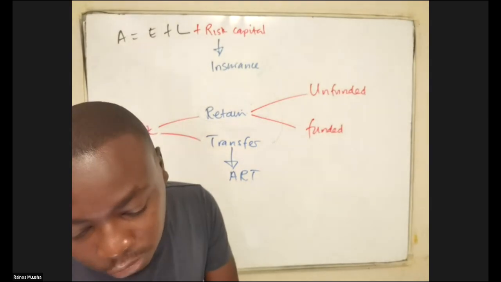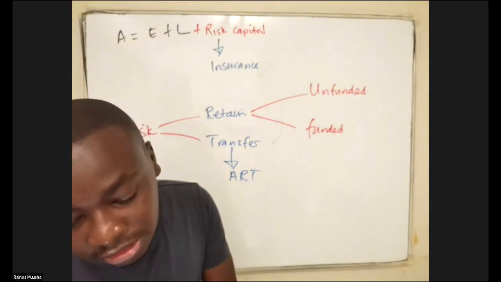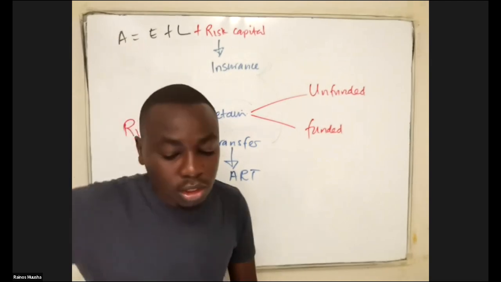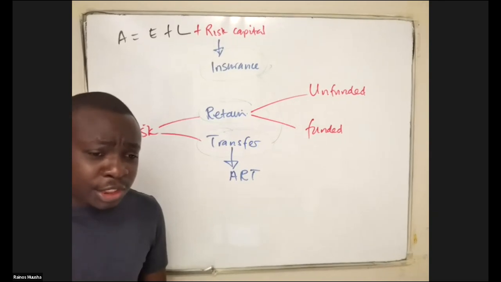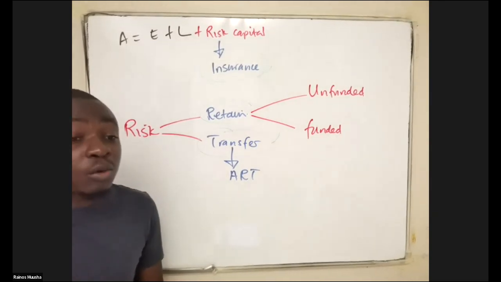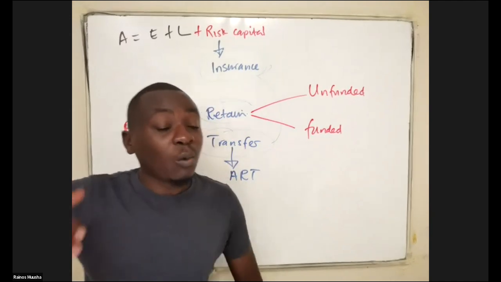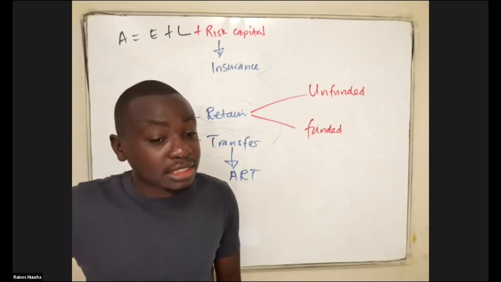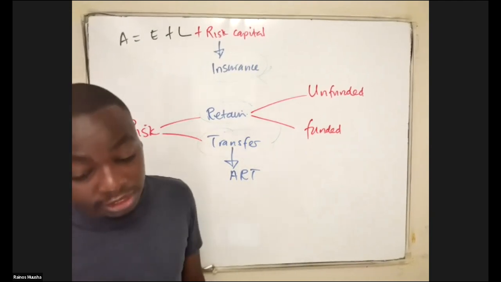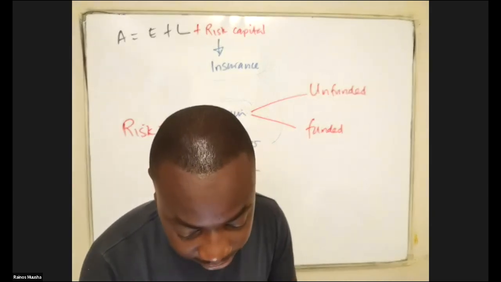So you will see that the cost of risk study unit is very much linked to study unit 11, where we're looking to say, if you just go the risk retention route, what are you expecting to happen? And how do you ensure that you're able to mitigate the effects of the loss events when they happen? So that's basically where the cost of risk component comes in.